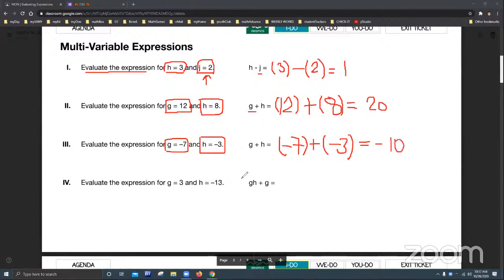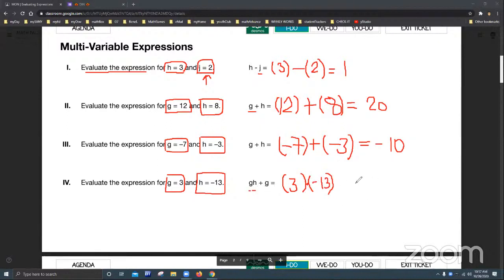Okay, and the next one: evaluate the expression for when G equals 3 and H equals negative 13. Now this is kind of a different one compared to the other examples. G and H are together. Being together means they're multiplied, for example, like this parentheses number multiplied with this parentheses number. So G and H. Instead of G, you need to put 3. Instead of H, the second letter, you need to put negative 13. So it's not about 3 minus 13. It's about 3 multiplying by 13. So I'm going to put the dot in between these two parentheses.